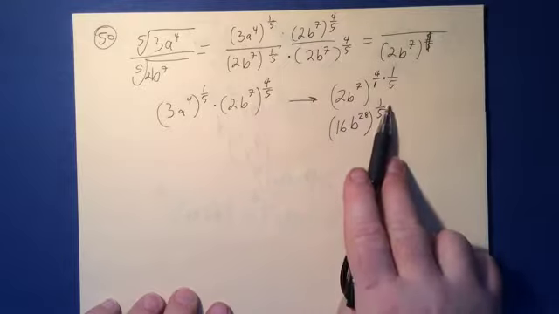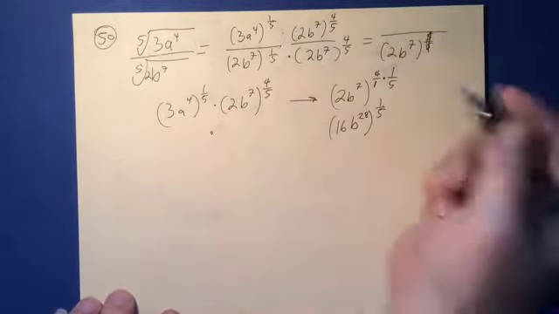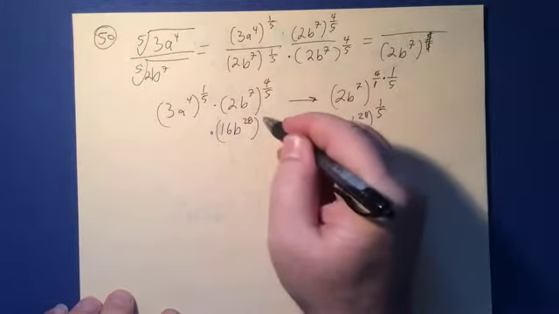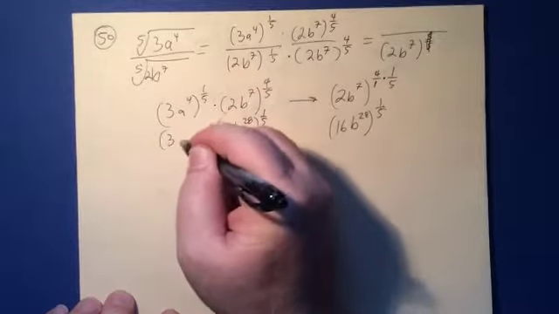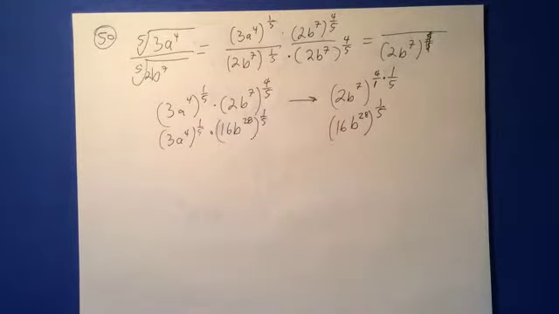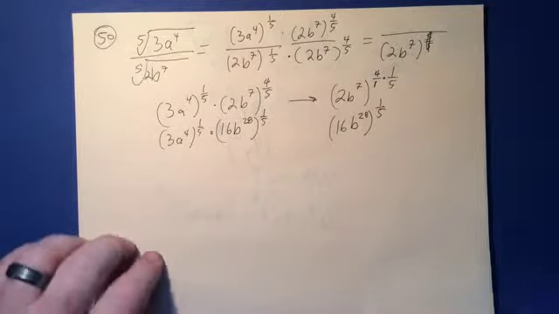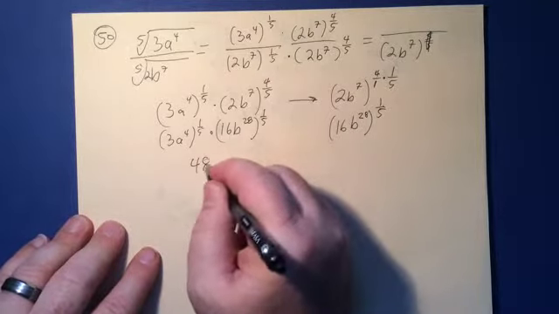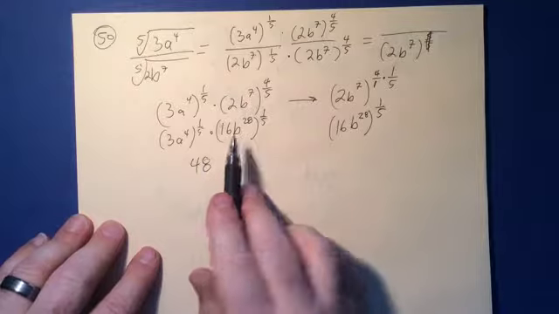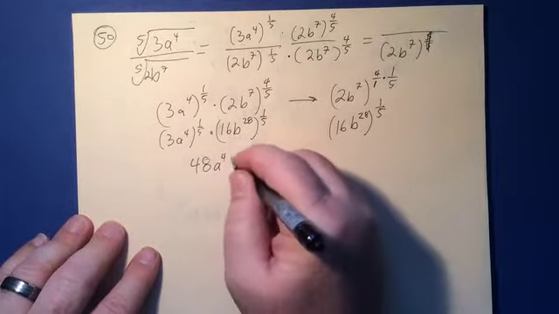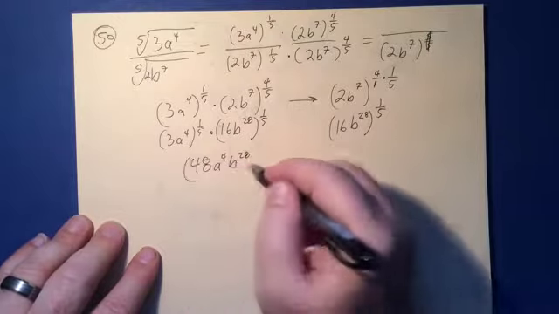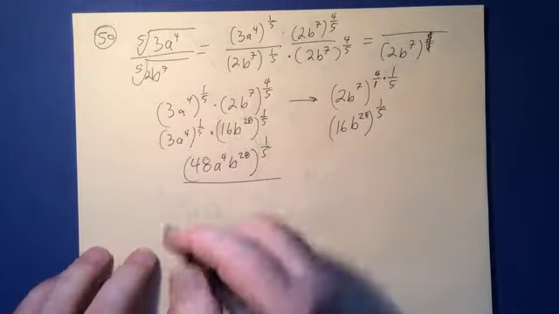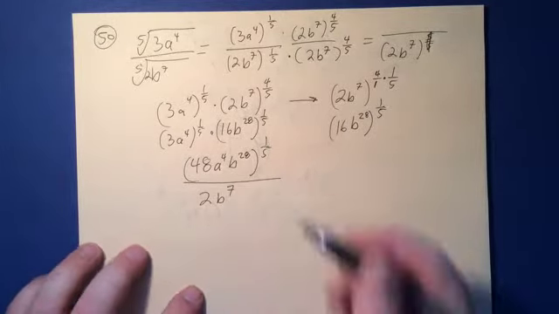So now I have these together here. I now have this raised to the 1/5. I'm going to put this back into here. So now this is going to give me 16b to the 28th raised to the 1/5, and that's going to be times 3a to the 4th raised to the 1/5. So what I'm going to have on the top now is 3 times 16. That's going to be 48. A to the 4th, well, these can't be multiplied together, so I'm just going to write a to the 4th times b to the 28th, and this is all going to be raised to the 1/5. What am I going to have left on the bottom? I'm going to have 2b to the 7th.